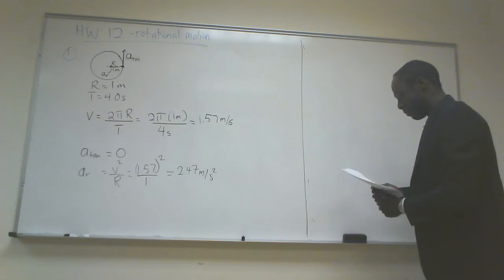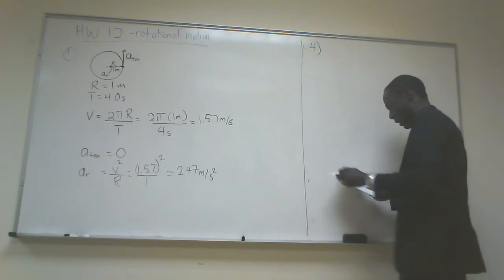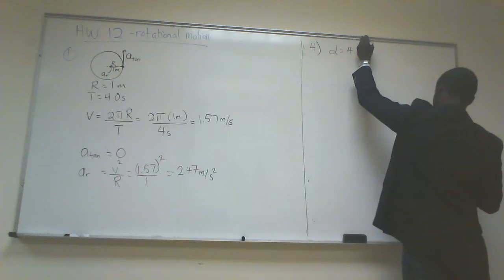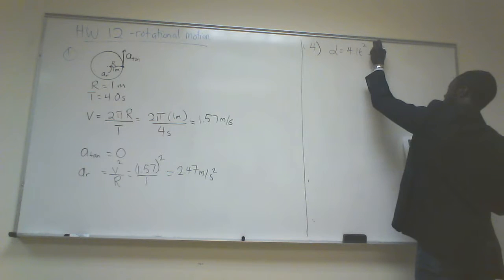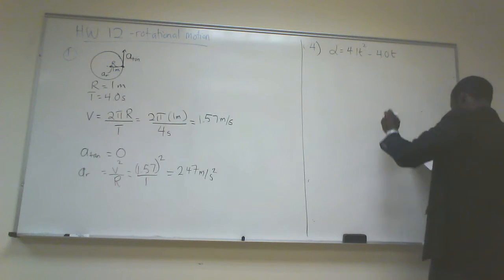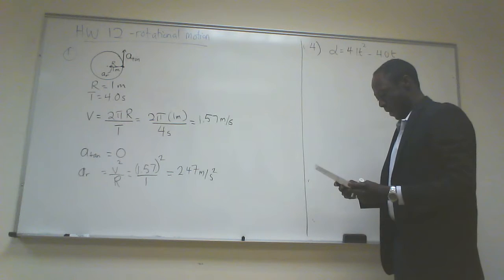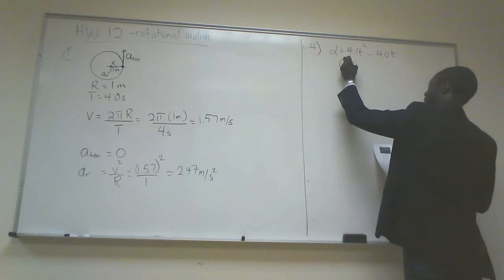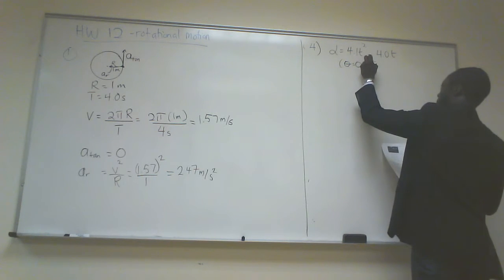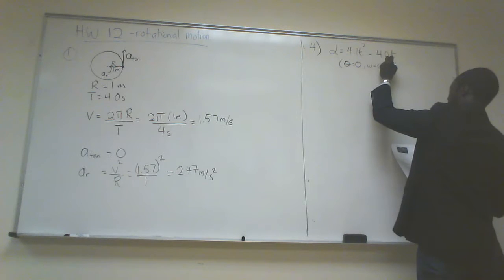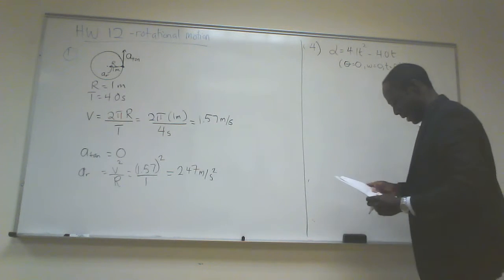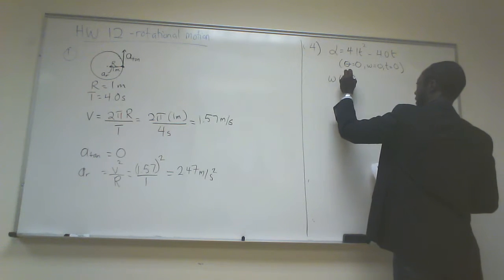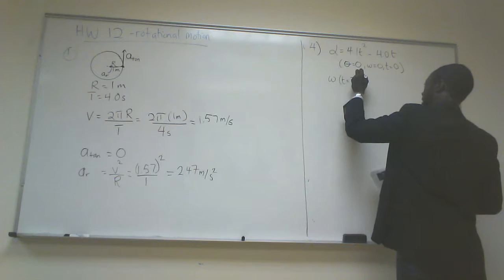All right, for the next problem, problem number 4, we're given an expression for alpha. So alpha is equal to 4.1 t squared minus 4.0 t. And we're asked to assume that the wheel starts from rest. So theta is equal to 0, omega is equal to 0, and t is equal to 0. And we're asked to find omega when t is equal to 7 seconds.